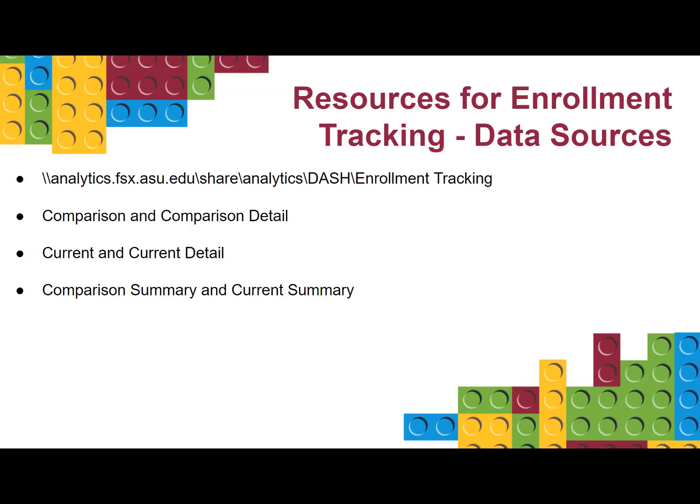Some of the other ones we have, just to mention them, are comparison and current. And then we also have comparison detail and current detail. Comparison compares the term you want to look at with the previous year. Say we wanted fall 2022, compared with the previous same day of the same term, fall 2021. That gives you an easy way to compare the two. Current just gives you all the data for the current term.